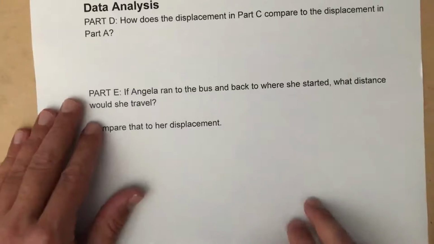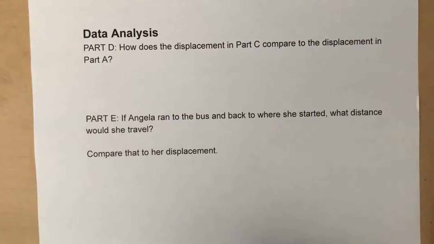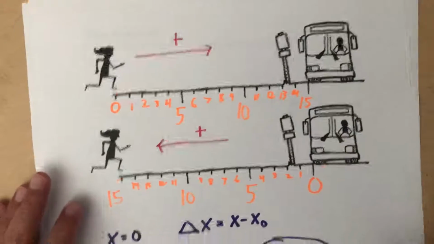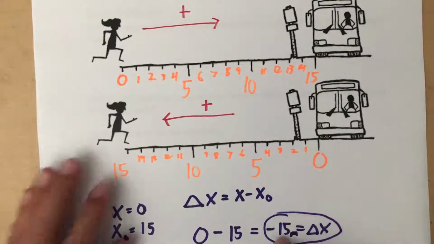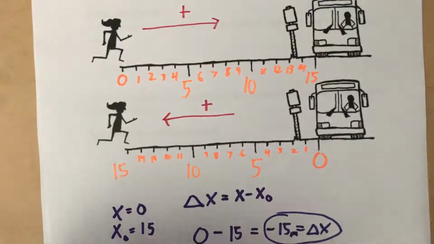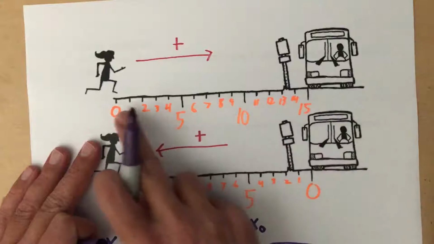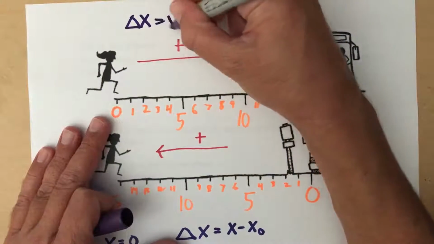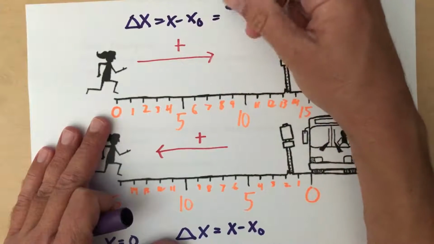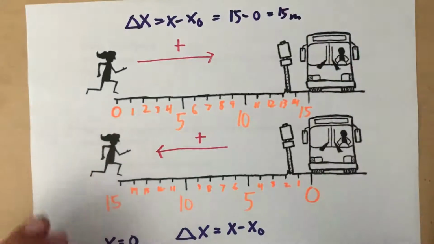So last part of this one here is it says in part D, how does the displacement in part C compare to the displacement in part A? Well, let me go back to this in this case. This would be, again, if she started here and wound up here, it'd be negative 15 meters. Let's do that again up here. She winds up at the bus, so that's her final position. She started at 0, so final displacement is still final minus initial. So in this case, it would be 15 minus 0, so her displacement is 15 meters.